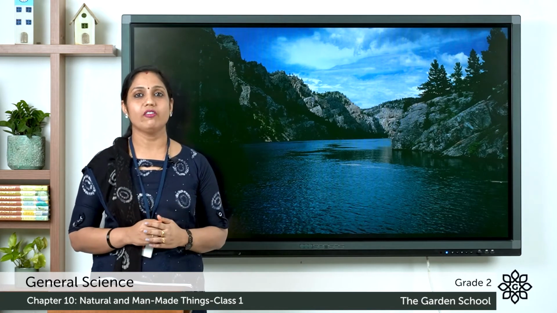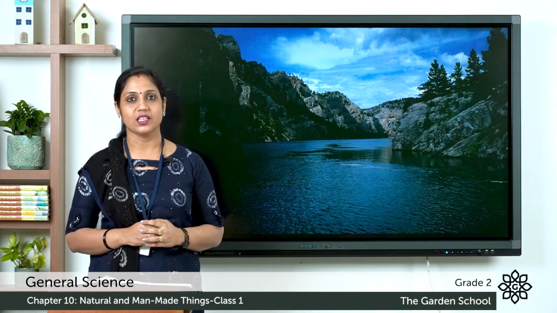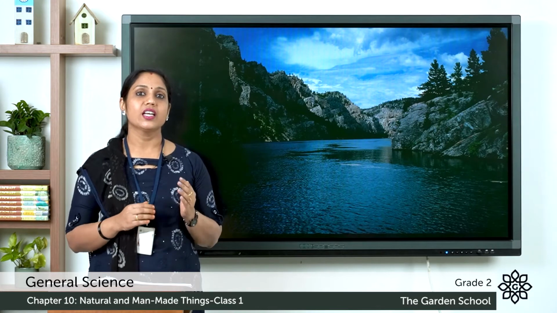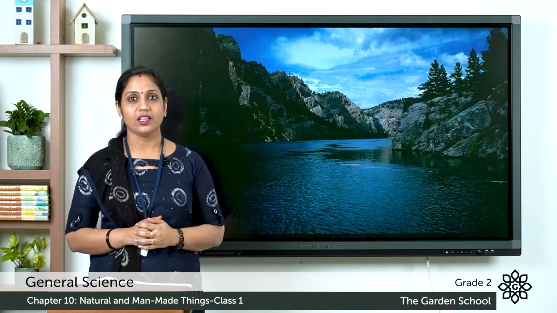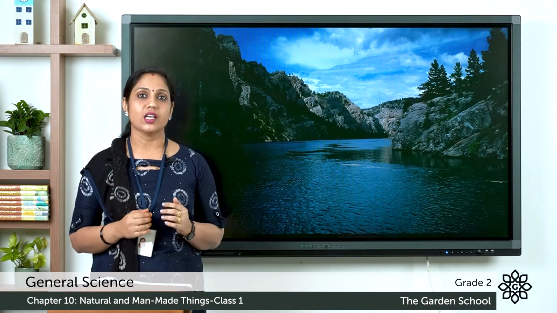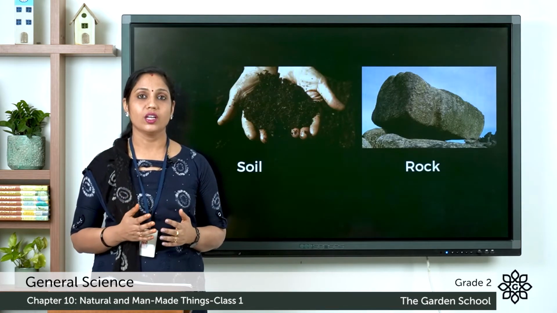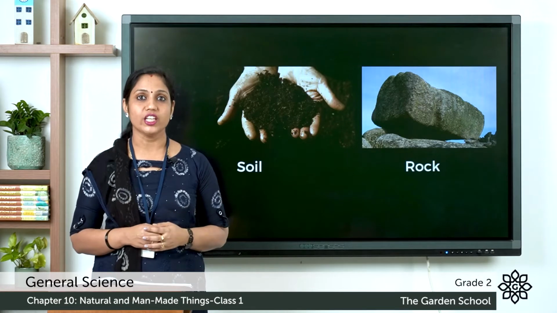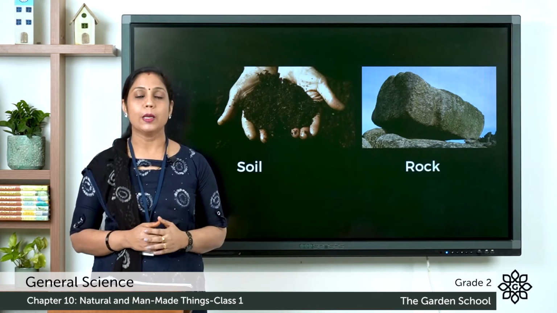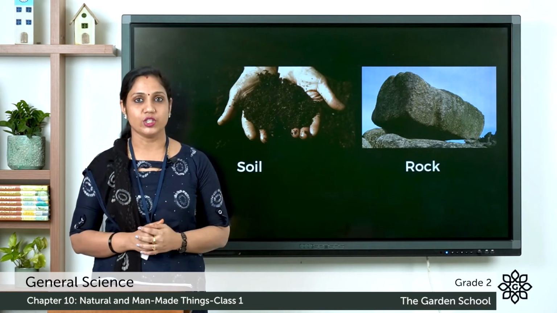But some non-living things are also natural things. So we can say that the river is a natural thing. The hills, mountains are all natural things. The soil, the rock that we find in our nature are non-living things, but still they are natural things.